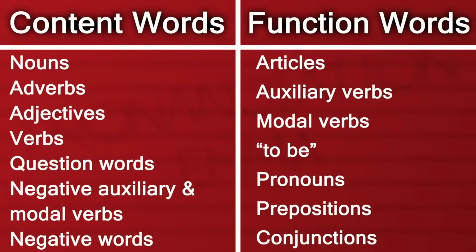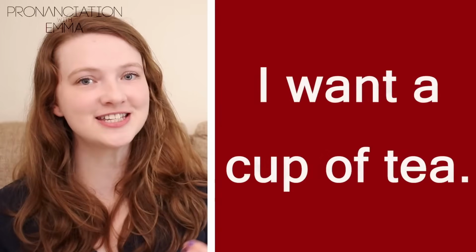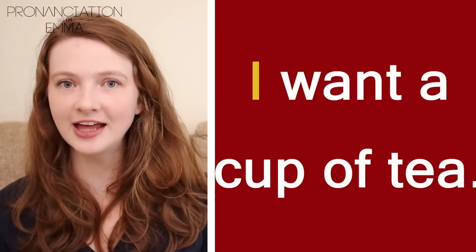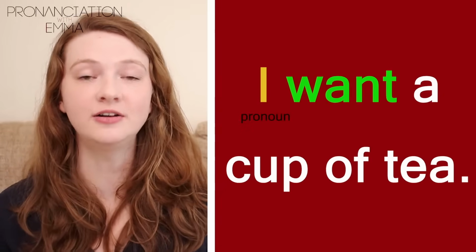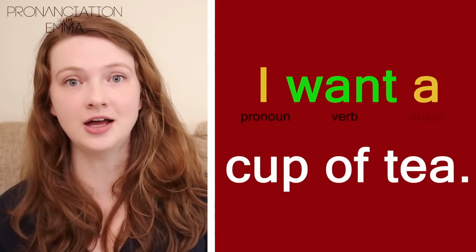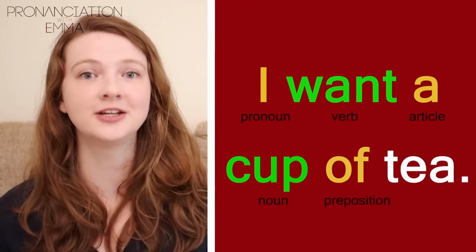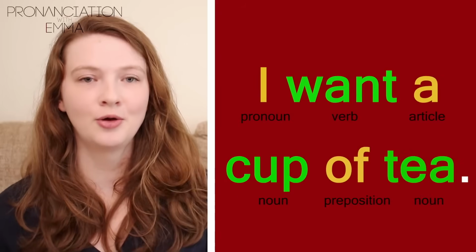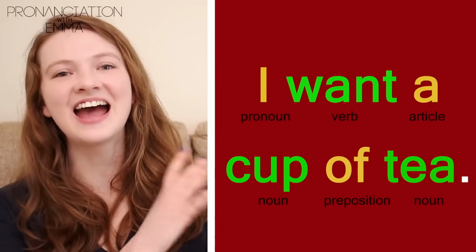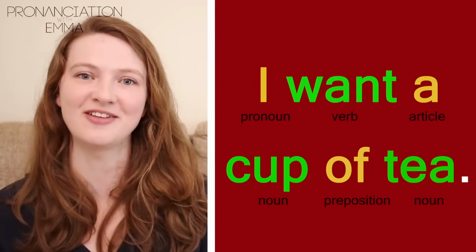otherwise known as connectives. So if we go back to our original sentence, I want a cup of tea, we have I as a pronoun, want, verb, a, article, cup, noun, of, preposition, tea, noun. So you can see here how it follows that list that I gave before.